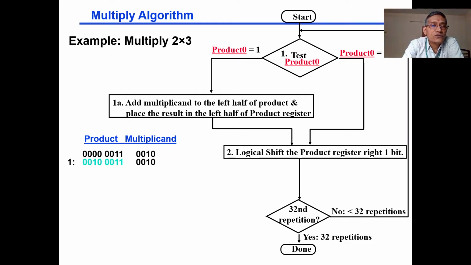Now the first step: we need to check the product register. How to check it? We need to check the 0th bit, that is the LSB. The LSB is 1 here. So if it is 1, what do we need to do? Add the multiplicand to the left of the product and place the result in the left of the product register. So we add the 0010 multiplicand with the left portion of the product, and the result should be available in the left portion. We have done it here. When we add 0010 with 0000, we get 0010. Now the first step is over.